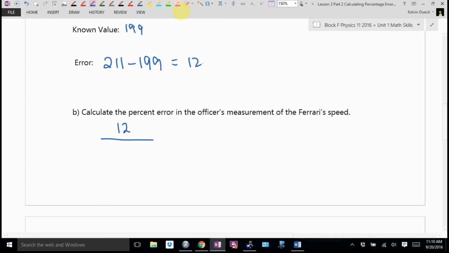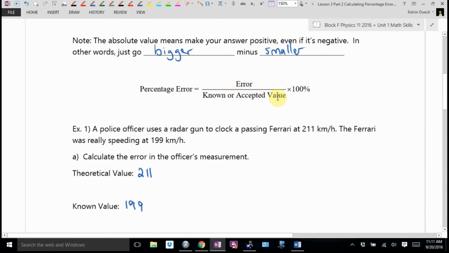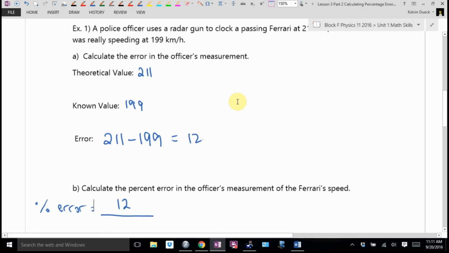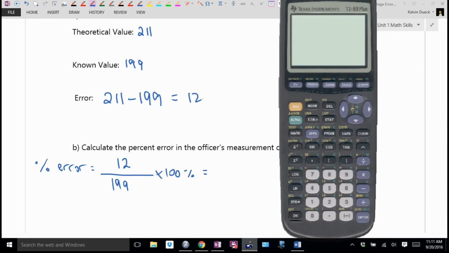How about for percent error, we go percent error equals, that's a good shorthand. Ready? We said it's the error divided by the correct value. What's the correct value in this question? 199. And then to make it a percent, we're going to go times 100%. This radar gun is off by 12 divided by 199 times 100%.